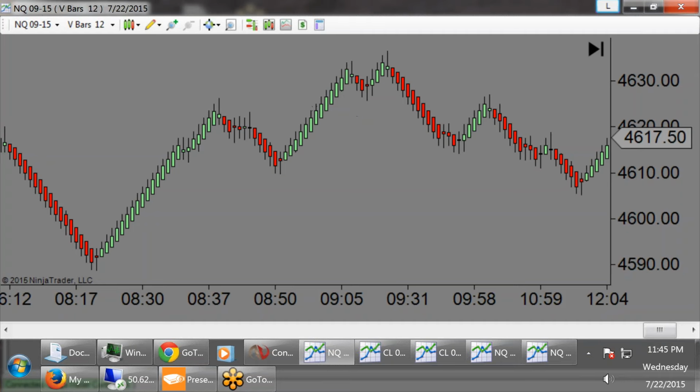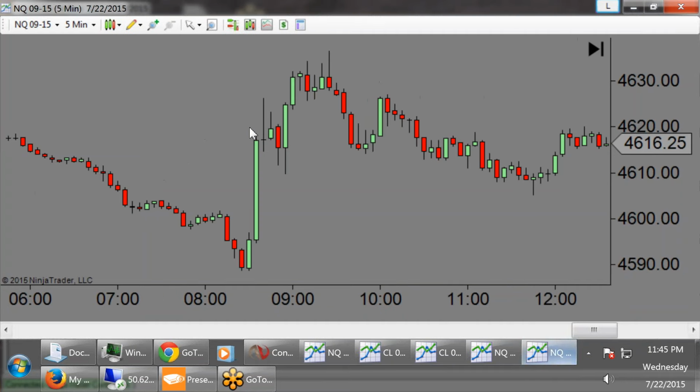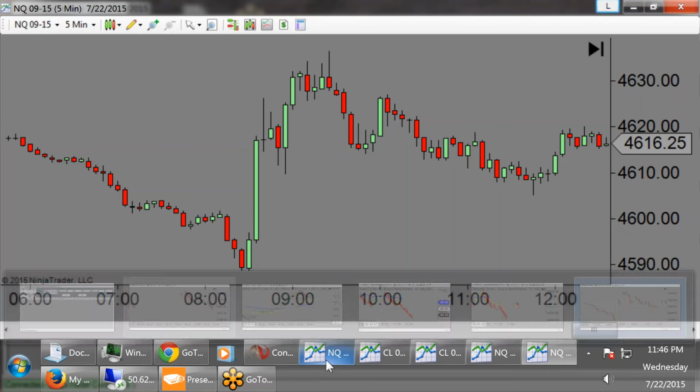So again, let me demo this for you one more time. Here is the 5-minute on the NQ. Slowly trending down in the morning session till 8:30, and then boom, random spikes upward. No real rhyme or reason. It's just, again, computerized trading, algo trading. People just trying to slam the open. Who knows? Who cares? Here's what the V-bars look like.